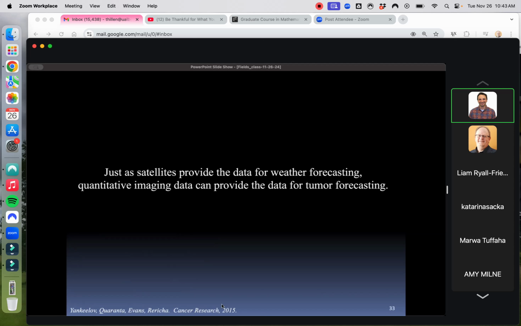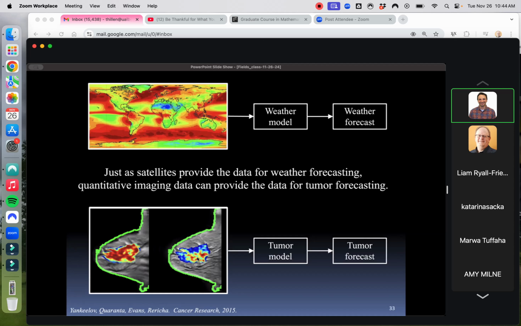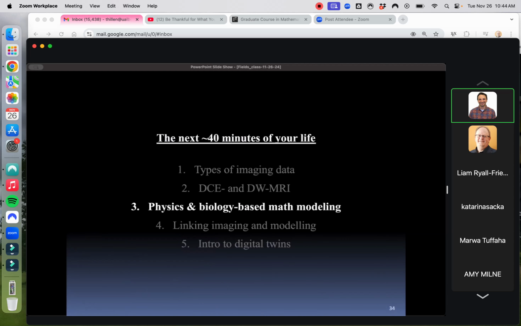So we don't have satellites, of course, but we have all this medical imaging data that we just talked about. So you might have a map, in this case, of blood flow versus cell density. That's going to go into a tumor model to make a tumor forecast. So that's our metaphor that we're going for the rest of today, right? So now we're going to dive into physics and biology-based mathematical modeling, and then we'll link it.